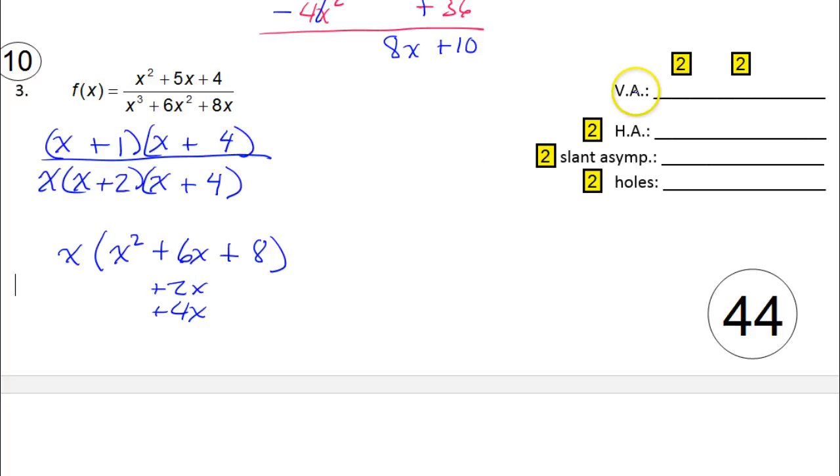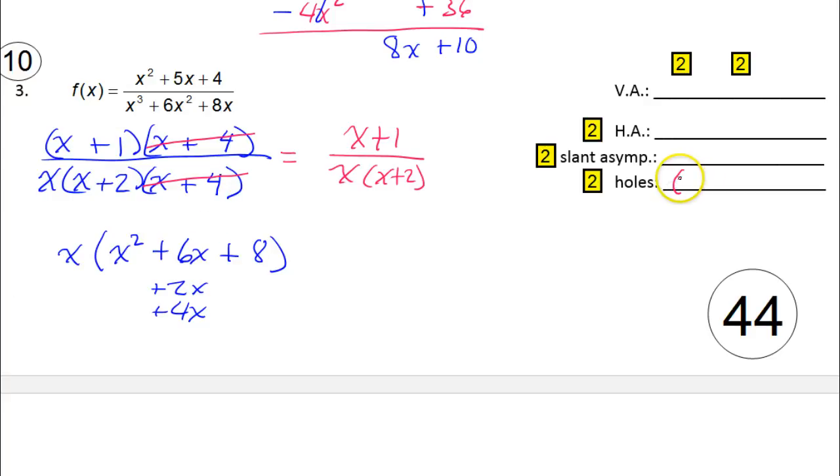Now, before I start looking at vertical asymptotes or anything like that, I need to recognize that these two factors are the same, x plus 4. So I'm going to cancel those out. And that's going to produce a new function, x plus 1 over x times x plus 2. Now, when a factor cancels out, that's when you get a hole. So I know there's going to be a hole.